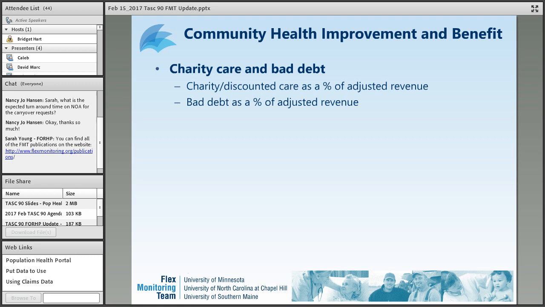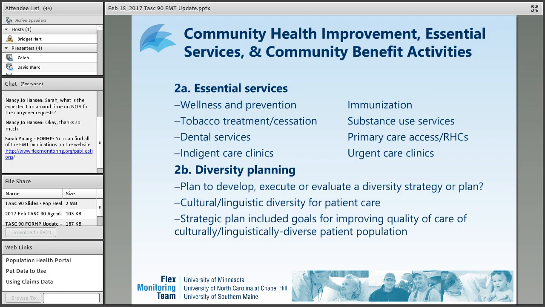Charity care, very quickly, is charity and discounted care as a percent of adjusted revenue, which is the standard way of tracking this, and bad debt. And it looks at this from the perspective of the ACA and the Internal Revenue Service requirements around community accountability. It's an important part of how hospitals respond to community needs.